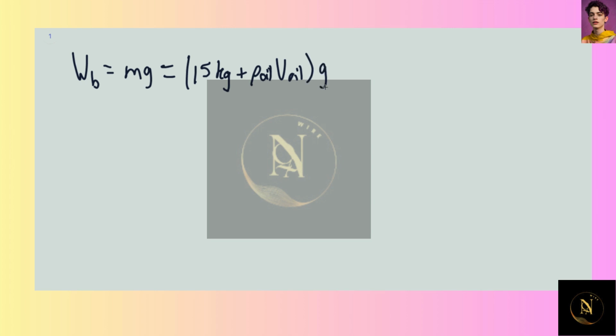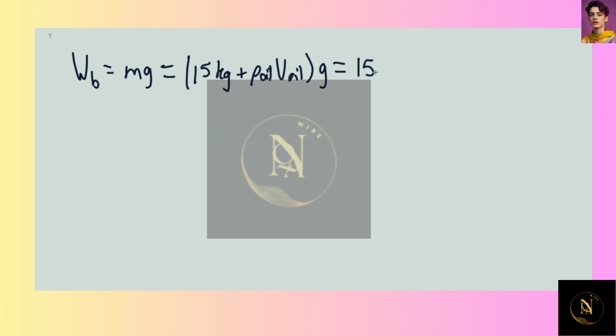So the question is first asking us, will the barrel sink? Let's suppose that the barrel is completely underwater. We should first find the weight of the barrel. This is simply the mass of the barrel times gravity. The mass can be defined as the mass of the barrel itself, 15 kilograms, plus the density of the oil times the volume of the oil within that barrel, times gravity.